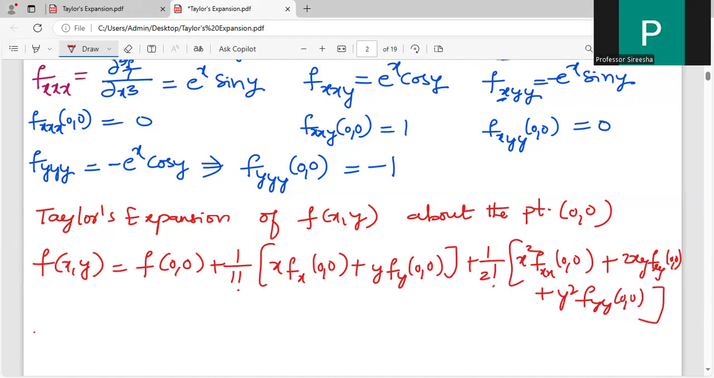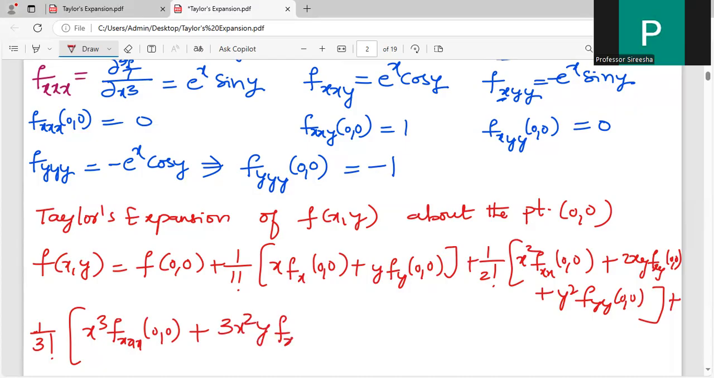Third term is also needed. It's been asked. So I'll put a plus here. That's the right way to write. 1 by 3 factorial, x cube f triple x at 0 comma 0, plus 3x squared y fxxy at 0 comma 0. I hope you understand the rhythm. X squared is there, so double derivative with respect to x is there. xy squared is there, so one time derivative with respect to x, two times derivative with respect to y.